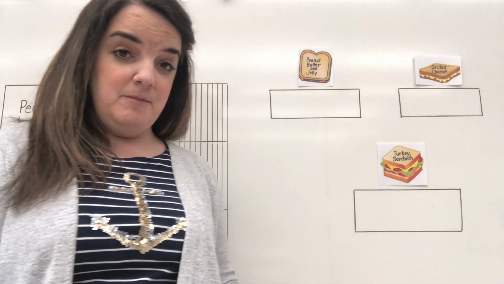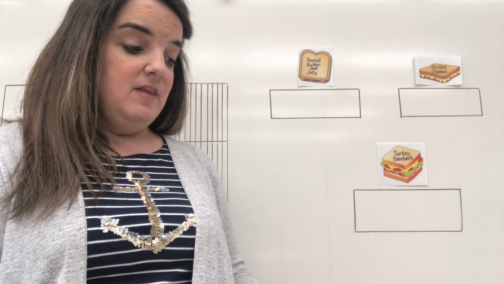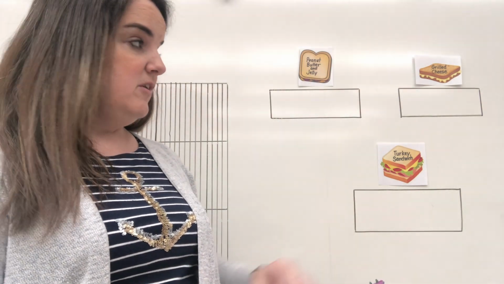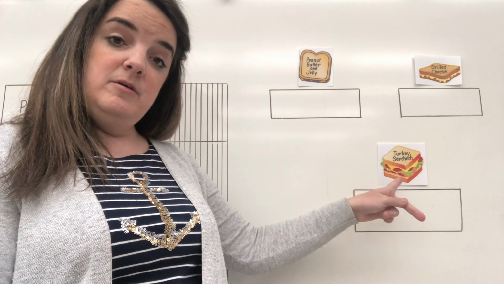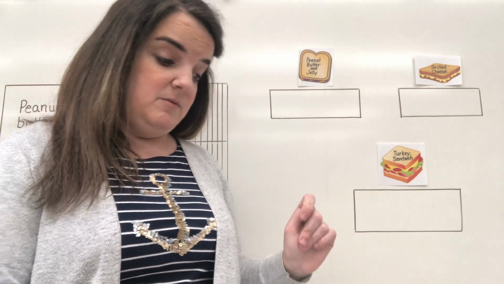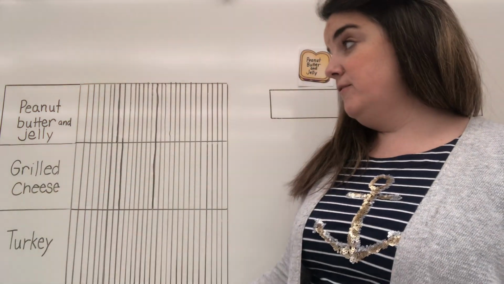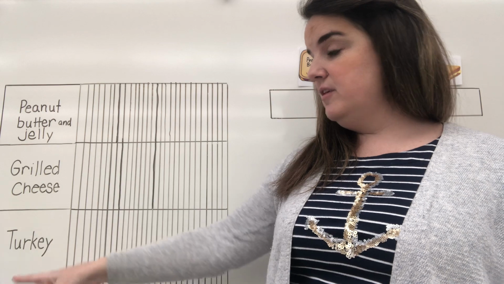And if you notice on your paper, at the top, there's also 3 sandwiches. There's a peanut butter sandwich, peanut butter and jelly. There's a grilled cheese sandwich. And then the last sandwich on your paper is the turkey sandwich. Now, we're going to be using those for our graph. And here we have peanut butter and jelly, grilled cheese, and turkey.